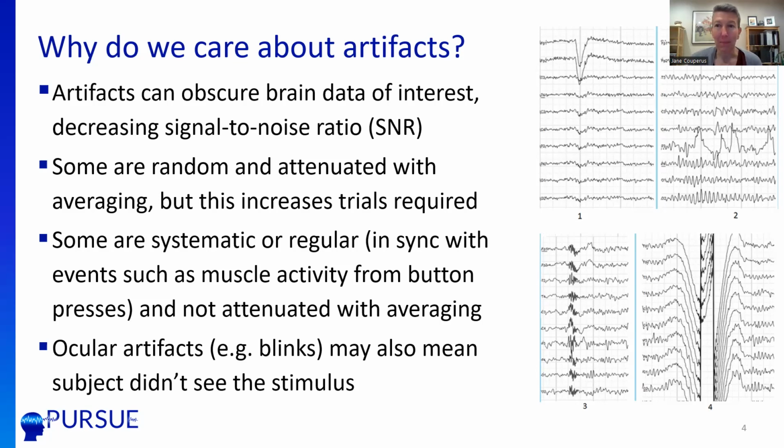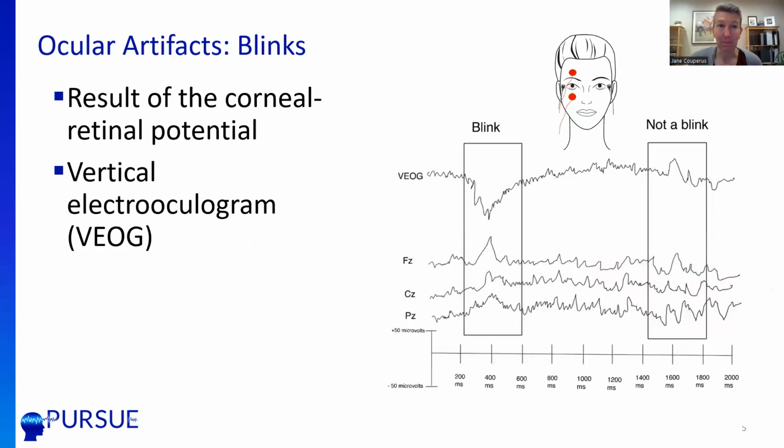We also might have things like blinks that happen when the stimulus is on the screen. And that's going to affect whether we actually see what we're supposed to be seeing, and that will affect our brain activity. So we don't want those either. So we care about things that are going to make whatever it is that we're interested in seeing harder to see. So we're going to walk through some of the different ones we'll be concerned about.